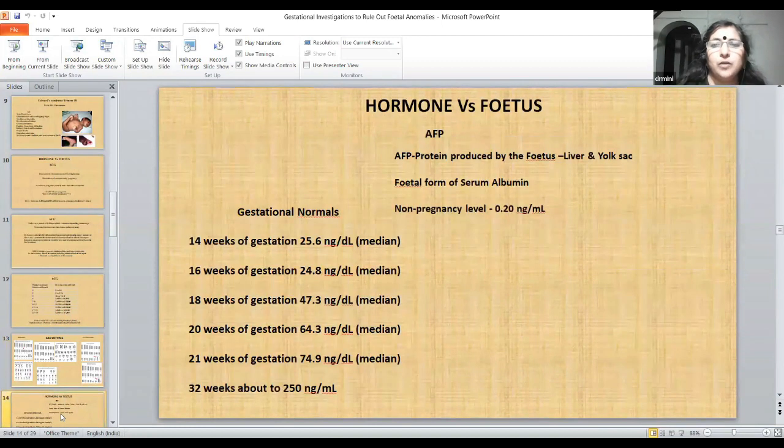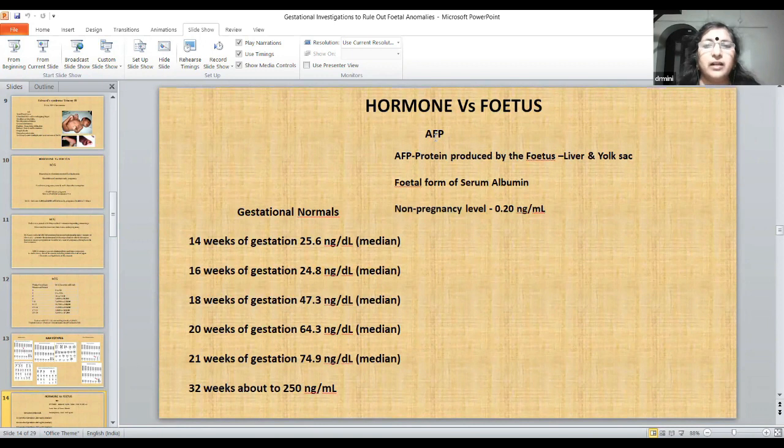And the next one is the hormone alpha-fetoprotein. Alpha-fetoprotein was checked in the triple screen. First one was the double marker, covering PAPP-A and human chorionic gonadotropin. Now we come to the second step, the quad screen, triple screen: alpha-fetoprotein, beta HCG and estriol. The first one, AFP, alpha-fetoprotein, is produced by the fetus, the liver and yolk sac.